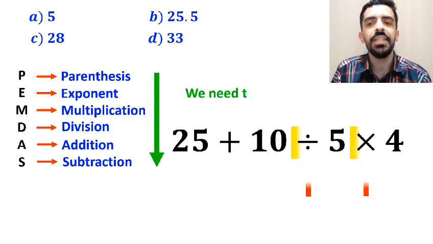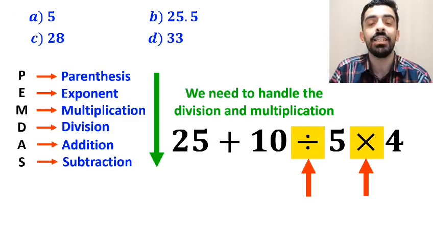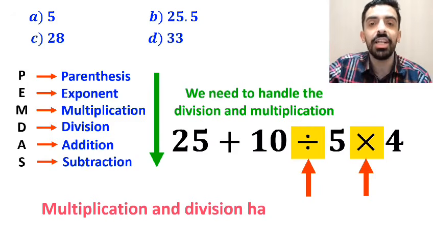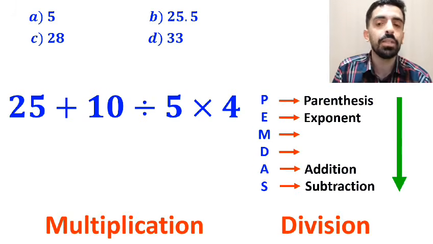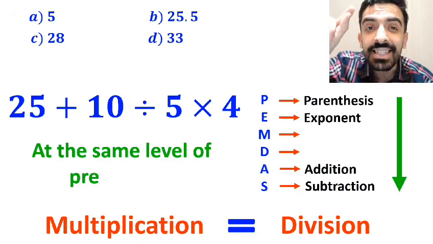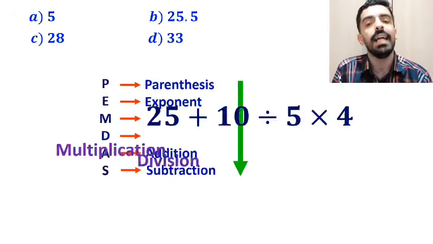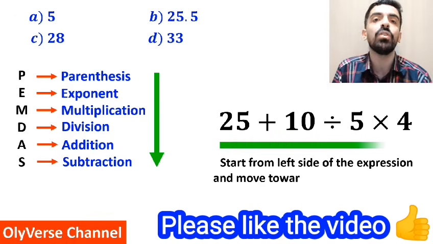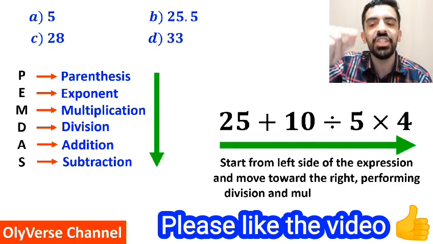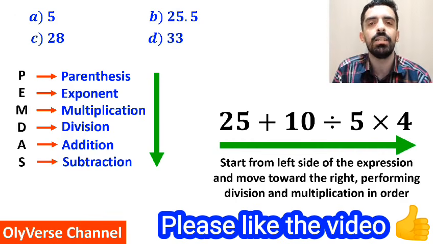And the next step, we need to handle the division and multiplication, since multiplication and division have higher priority than addition. However, it's really important to understand that multiplication and division are at the same level of precedence. In this situation, the best thing to do is to start from the left side of the expression and move toward the right, performing division and multiplication in order.